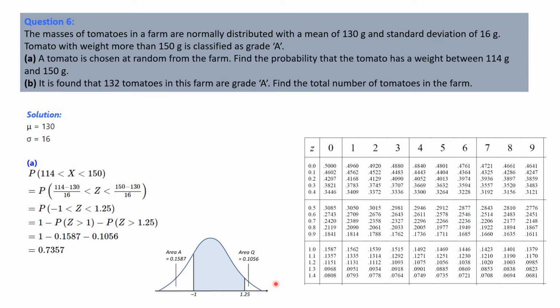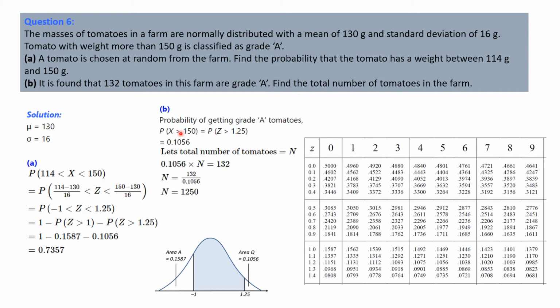So we refer to the normal distribution table. You will see that the probability for z greater than 1 is 0.1587. And the probability for z greater than 1.25 is 0.1056. Right? So by pressing your calculator, you will get the answer 0.7357. Okay, let's look at question B. It is found that 132 tomatoes in the farm are grade A. Find the total number of tomatoes in the farm.